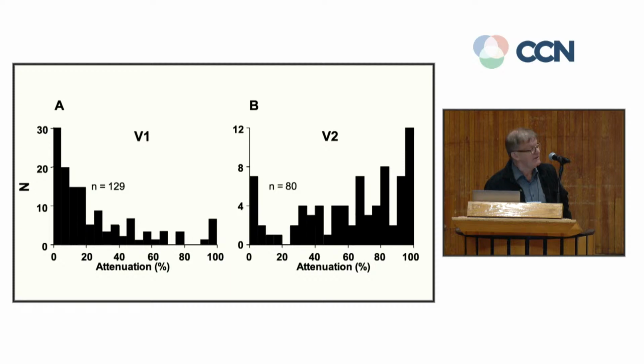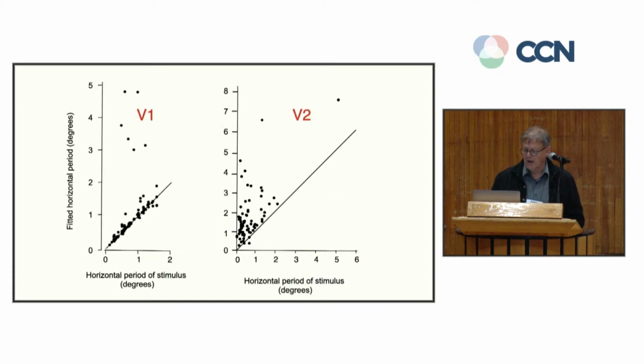But actually, if we look at the attenuation, we find that almost all the V1 neurons attenuate substantially. There's a few of them out there that I can discuss later if people want to, but many of the V2 neurons are showing substantial attenuation. And that's consistent with a lot of other evidence that there's a step change in binocular processing from V1 to V2. This is the same thing for the horizontal period that we had there.